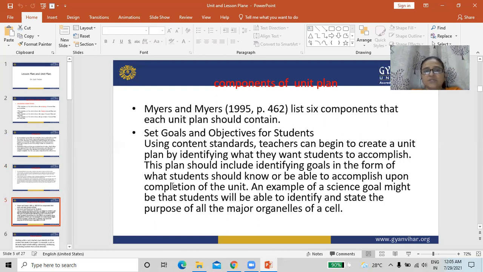Meyers and Meyers in 1995 list 6 components that each unit plan should contain. Set goal and objectives for student.